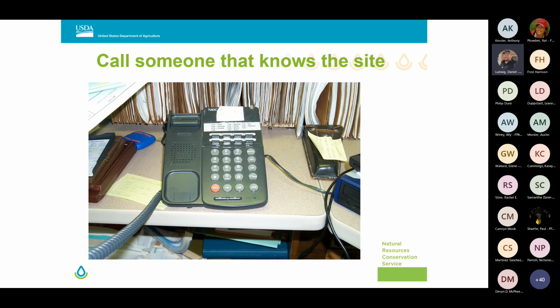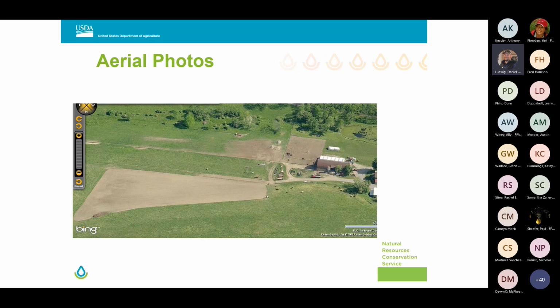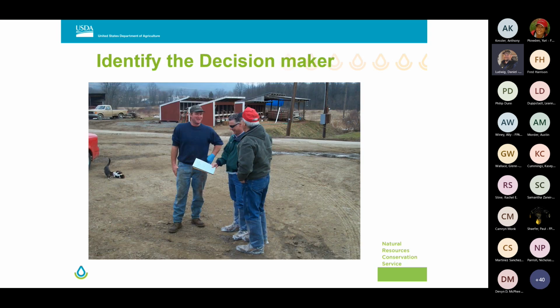Pick up the phone, give them a call, see what kind of information they can give you, and that goes a long way in being able to come up with a plan for that producer. Mentioned the aerial photos. Again, looking at those, we can see how things have been managed throughout the years and allow us to get a good indication of what the producer's management is, and it allows us to form some ideas of what alternatives we may propose to them during our visits.